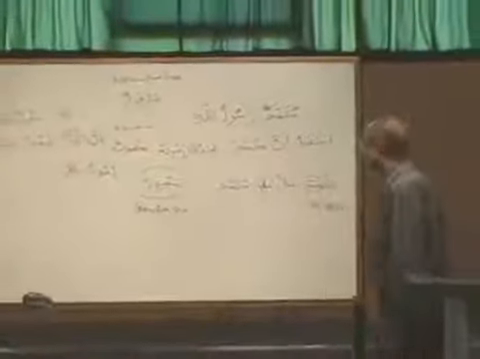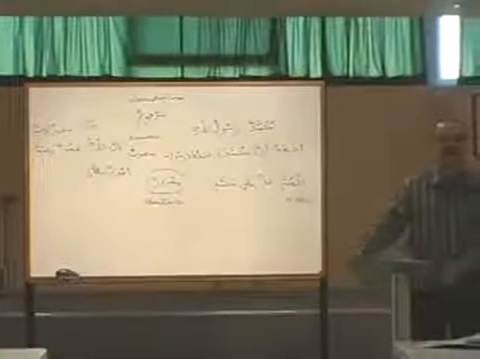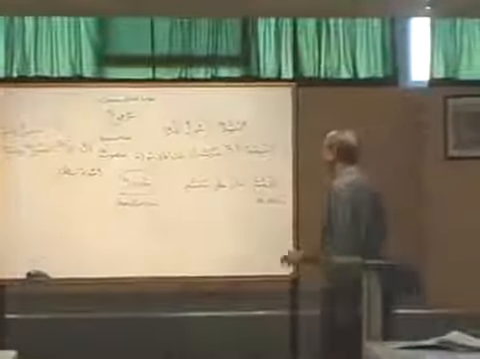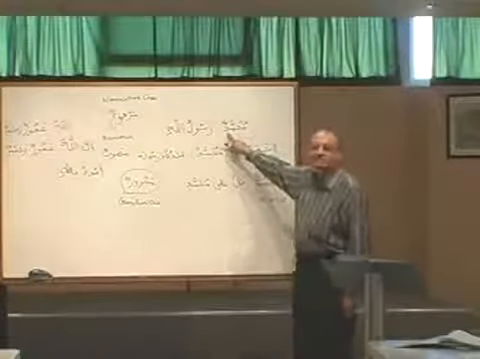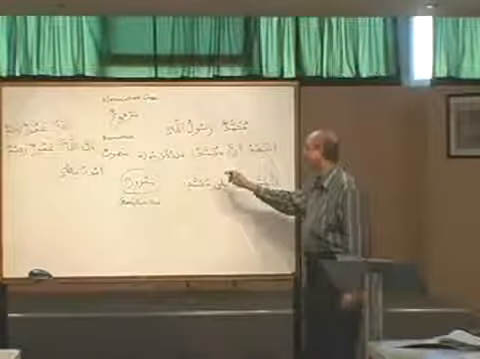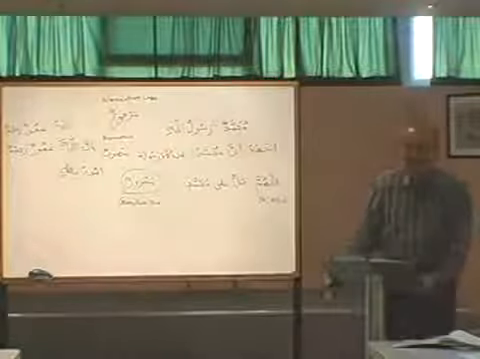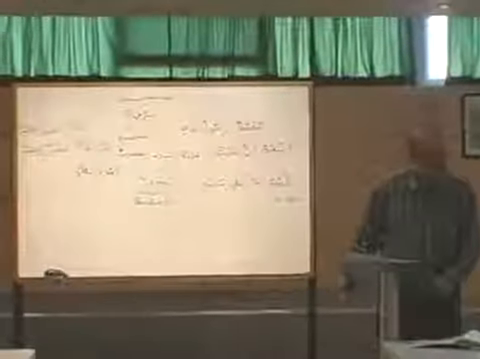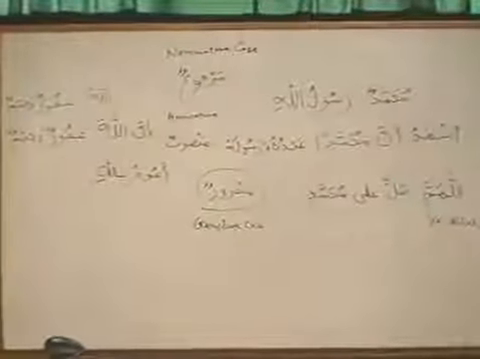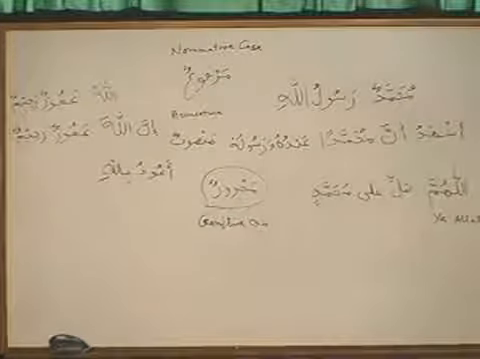Okay, so we will remember this, and this will help you. And you must always remember, in short, dun dan din. That is the way the nouns decline in Arabic. Dun dan din. Okay?